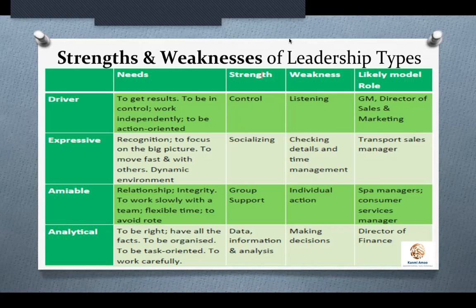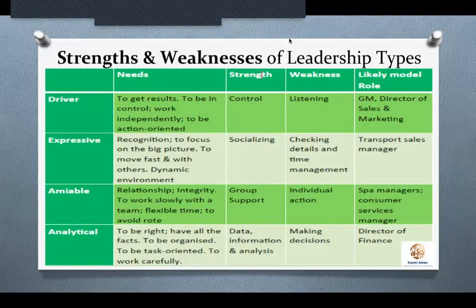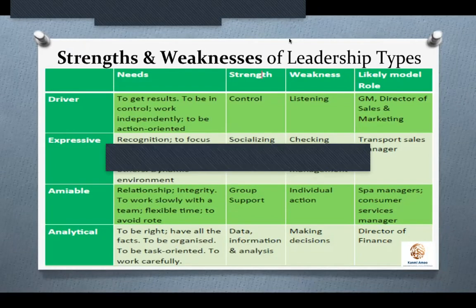What is the need of the amiable people? It's all about relationship. Their big bet is integrity. They want to work slowly, in their own time with the team. They like flexible time, and they want to avoid routine. That's the amiable person. The analytical person can do routine, they don't mind. They are well organized. They want to be logical. They want to be right. They want to have all the facts, and they like to work carefully. That's the analytical person.